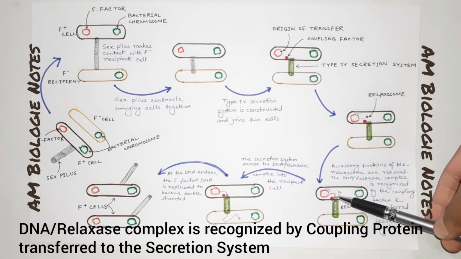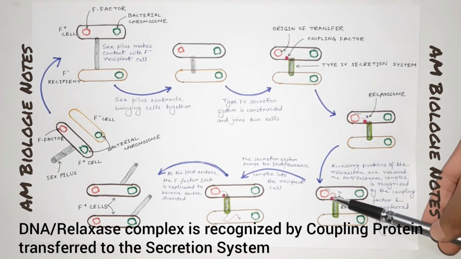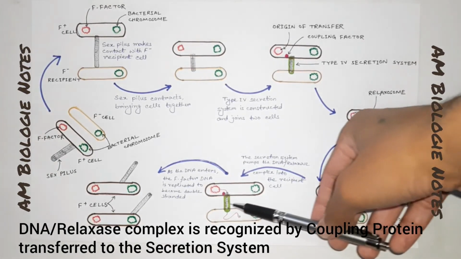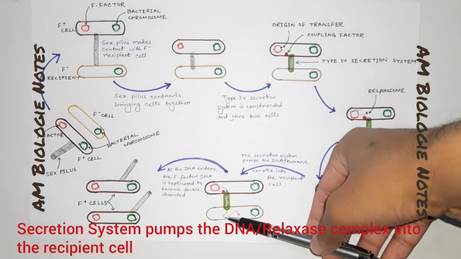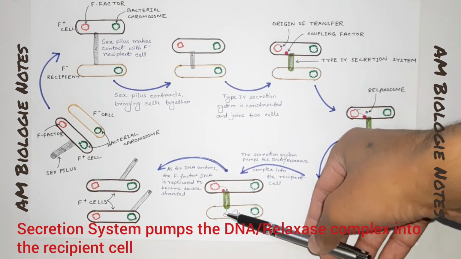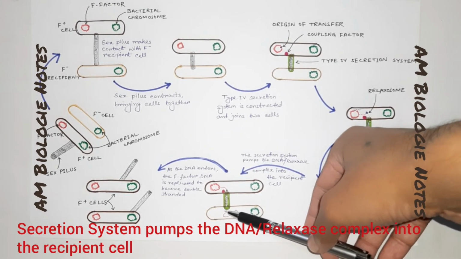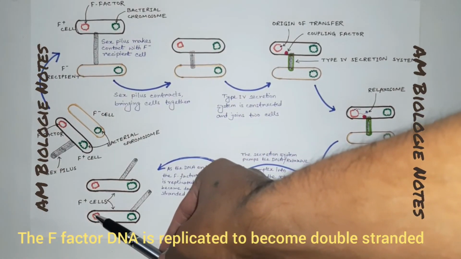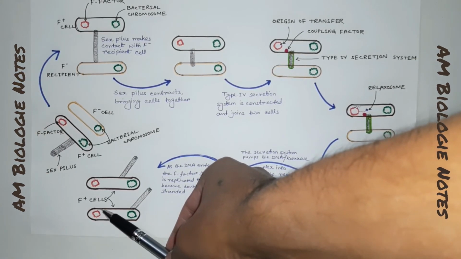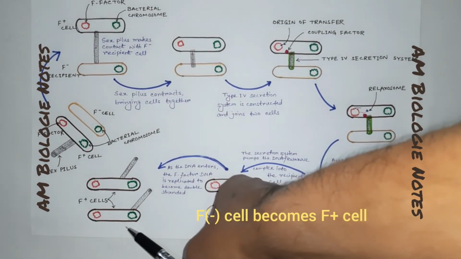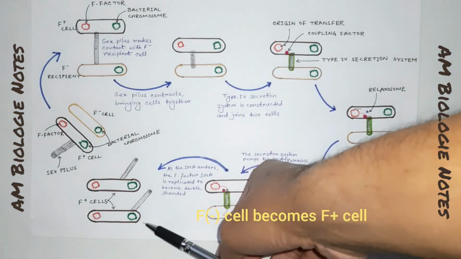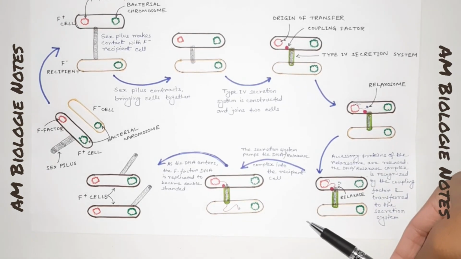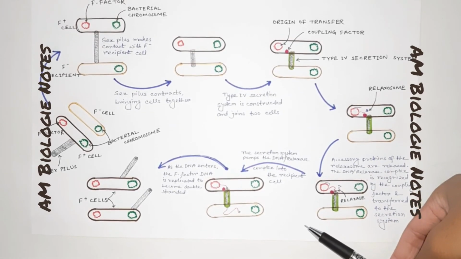The DNA relaxase complex is recognized by the coupling factor and transferred to the secretion system. The secretion system pumps the DNA relaxase complex into the recipient cell. Finally, when the DNA enters, the F factor DNA is replicated to become double-stranded. The F minus cell or the recipient cell becomes F plus. So in this case, none of the bacterial chromosome is transferred. Only the F factor is transferred.